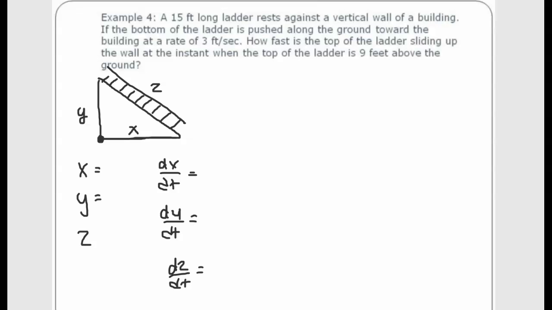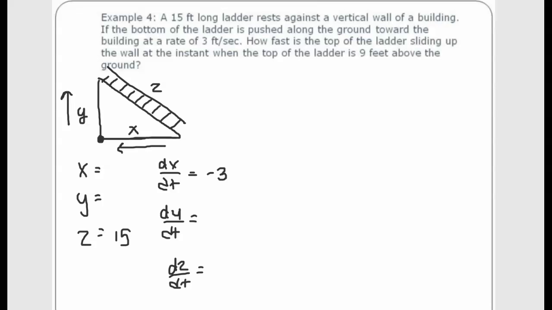So this time my ladder is 15 feet. The ladder is being pushed along the ground toward the building, which means that X is decreasing and Y is increasing this time. So if it's pushed along the ground toward the building, the distance away from the building is shrinking at a rate of 3 feet per second. So dx dt is negative.